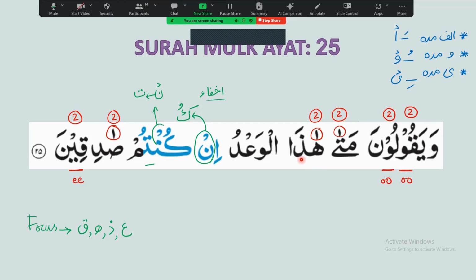Okay, so the next letter is dhal, the soft dhal. The tip of the tongue touches the tip of your upper teeth. Dha.